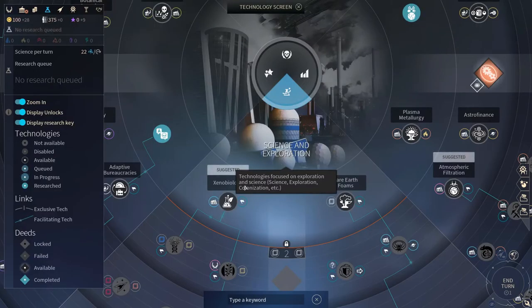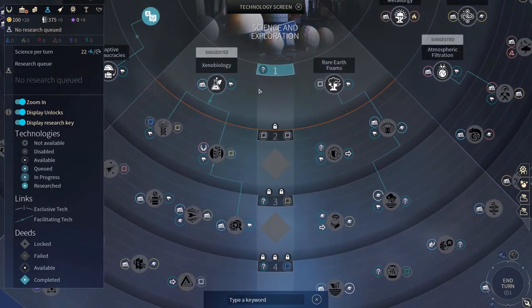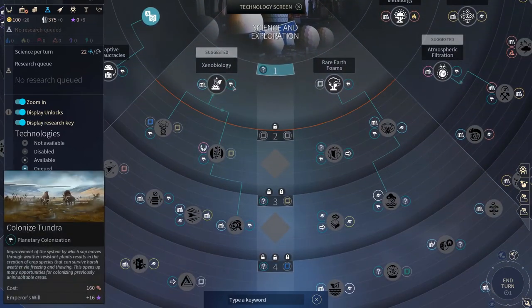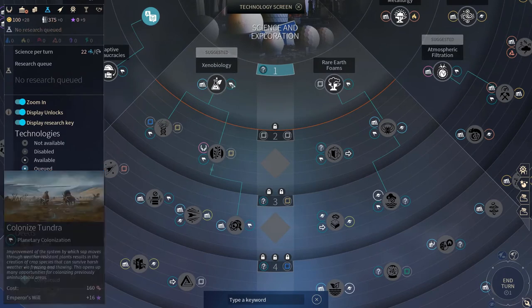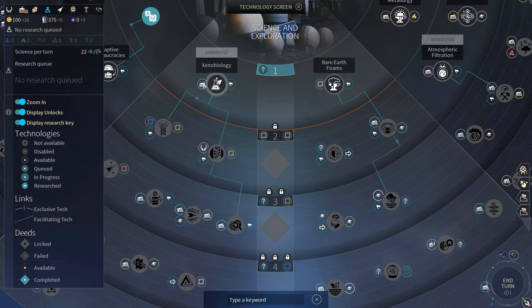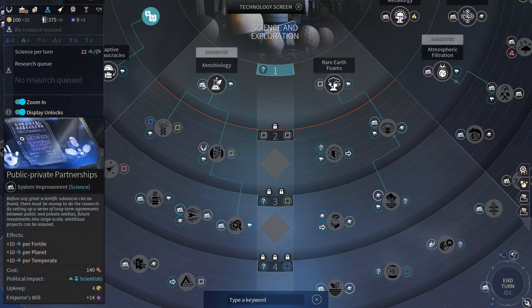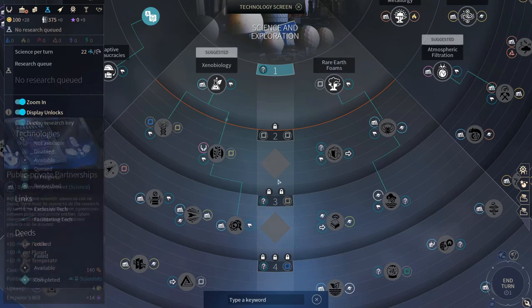In the science and exploration quarter of the tech tree, a lot of your choice will depend on the types of planets that are available for you to colonize. So this is definitely a main driver of your choice. However, I would suggest to always pick xenobiology because of the raw science input it gives you. It will more than double your original science production at the beginning of the game.